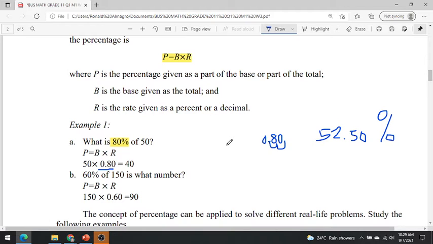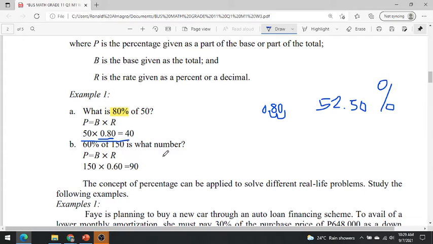Okay, so after that, by getting the percentage po, 50 times 0.80. We will discuss how to multiply a whole number to a decimal po. Okay, so the answer is 40. You can use a calculator there. 50 times 0.80, so we have 40. So the percentage is 40.